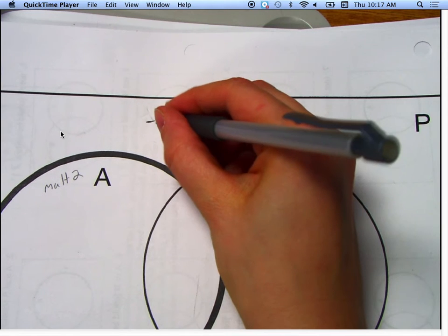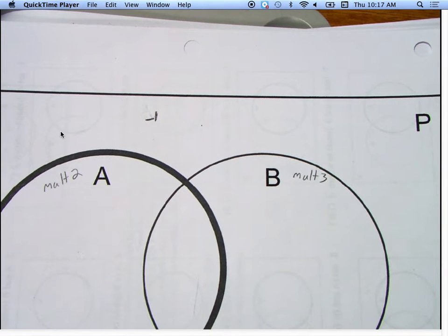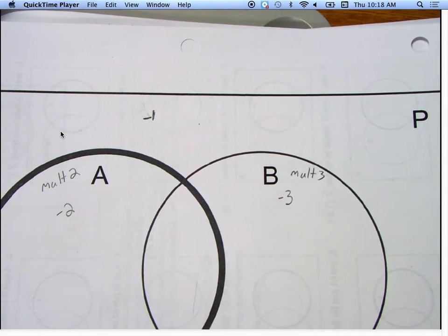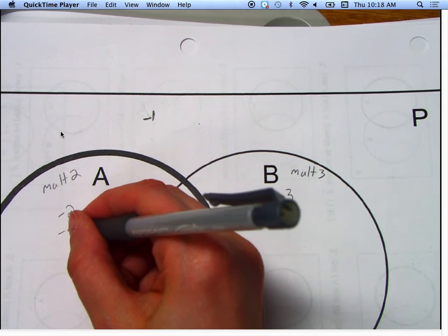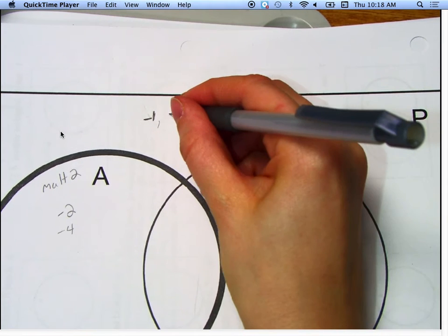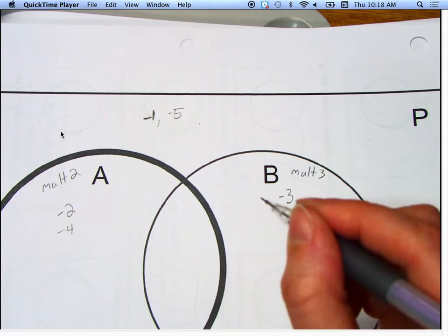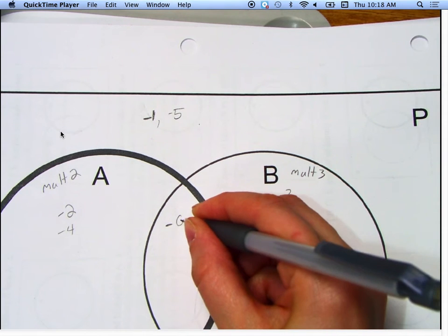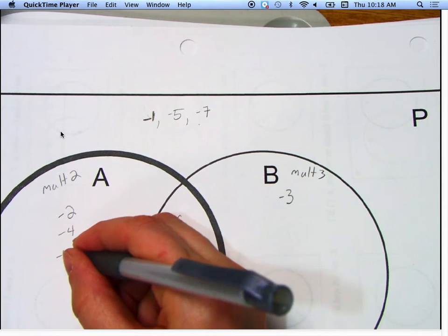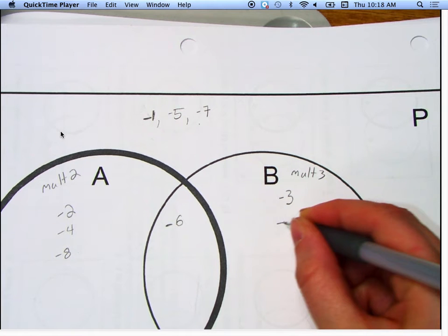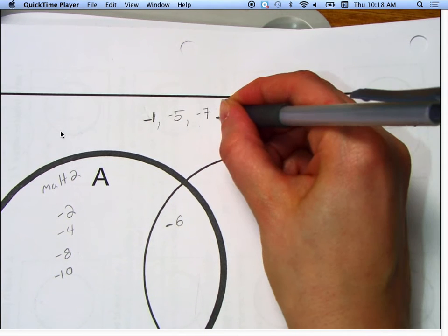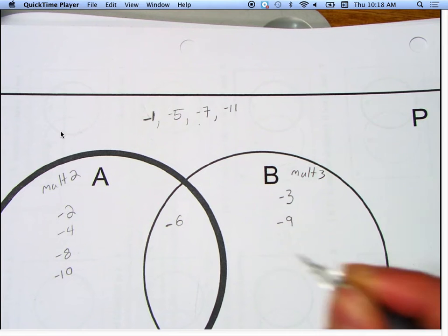Put it where the P's in the box. -2 would go under multiples of 2. -3 would be multiples of 3. -4, multiples of 2. -5 is out here in the box. -6 would be both. -7 is out here. -8 is a multiple of 2. -9 would be a multiple of 3. -10, a multiple of 2. -11 would be out here. -12 would be both.